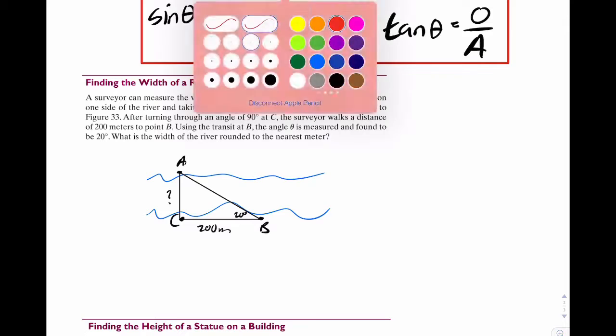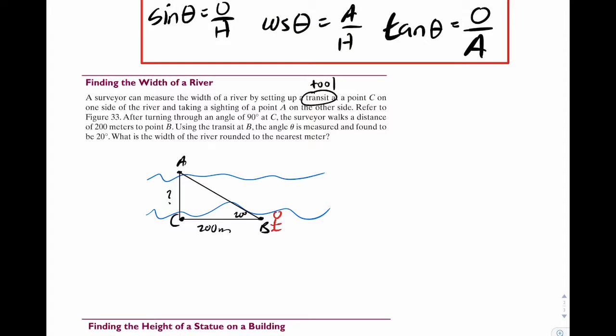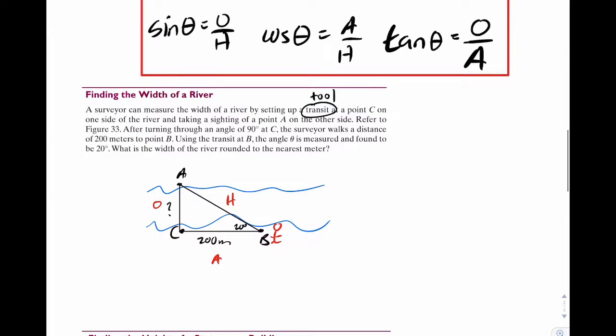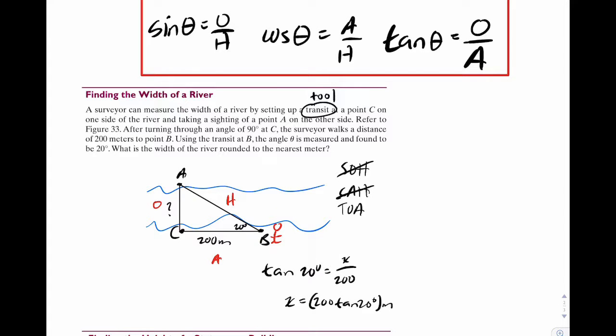So let's do what we always do. Draw our stick figure. This is O, this is A, this is H. Notice how we don't know H, which means if you were to write out SOH CAH TOA, everything with an H in it can't be used. So cross it out, cross it out. We must need TOA. So tan of your angle is O, let's call that X, over your 200. So X must equal 200 times tan 20 degrees meters. You plug in your calculator, there's your answer. Done.